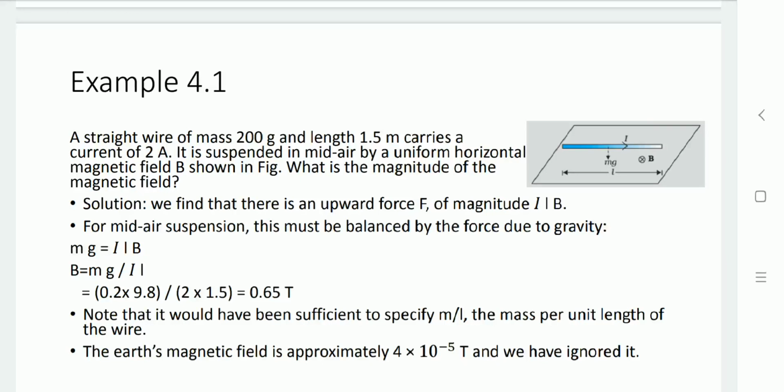So it would have been sufficient to specify the mass per unit length, m by L. The Earth's magnetic field, 3.6 into 10 raised to minus 5, is ignored. Here, in round figures, it is given as 4 into 10 raised to minus 5 Tesla. We are going to ignore this, because we have a field of 0.65 Tesla and the Earth's magnetic field is of the order of 10 raised to minus 5 Tesla. So it is very small, so we can ignore it.